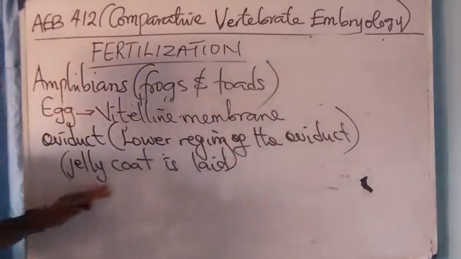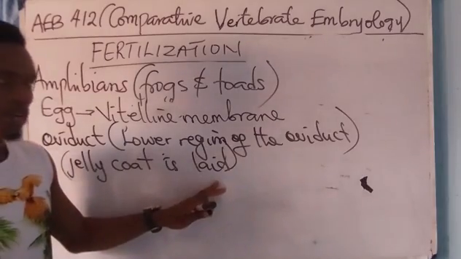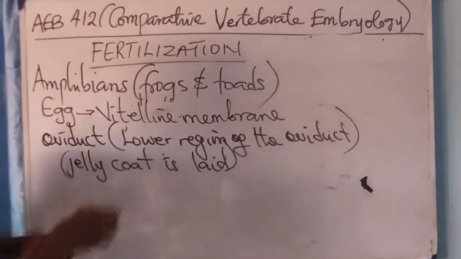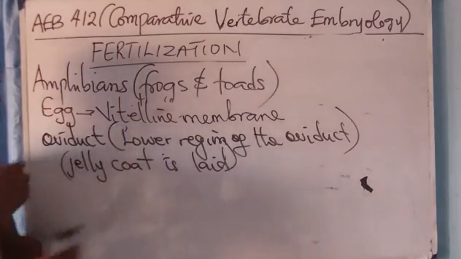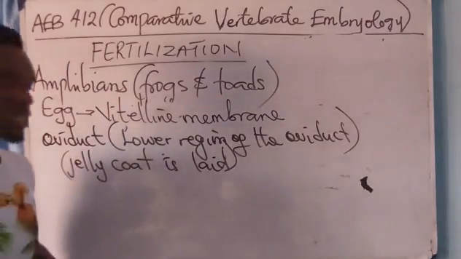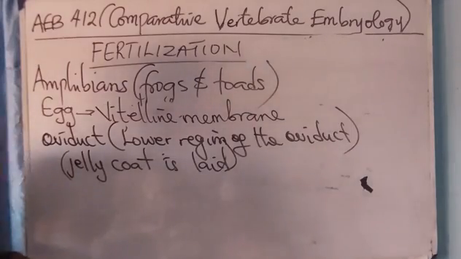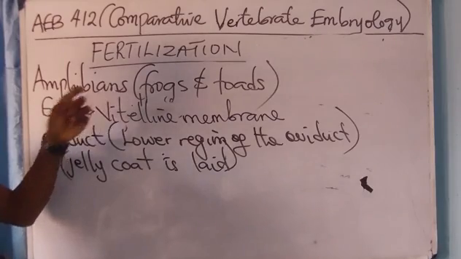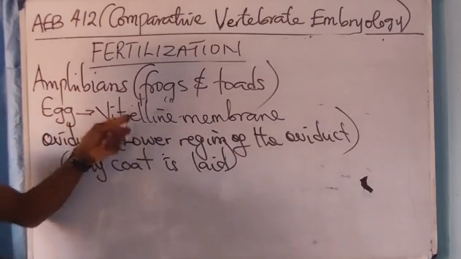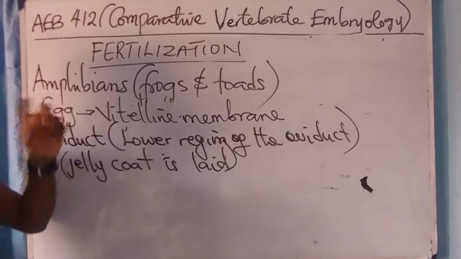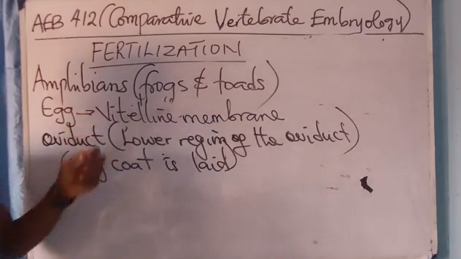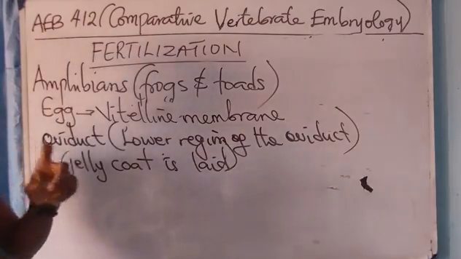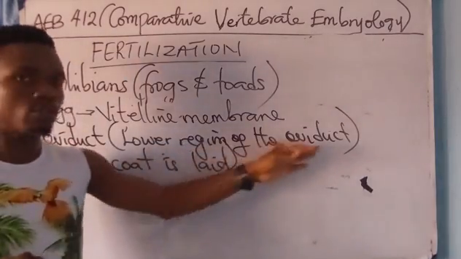Therefore, as soon as this jelly coat is laid, the sperm can now successfully pass through this vitelline membrane and begin to carry out the work of fertilization. Please take note of that. It is very important. The vitelline membrane of the egg of amphibians can never be penetrated, not until the egg released gets to the oviduct, specifically the lower region of the oviduct.